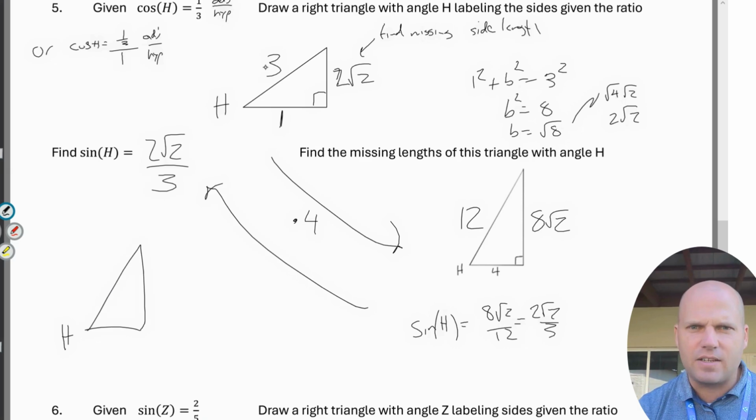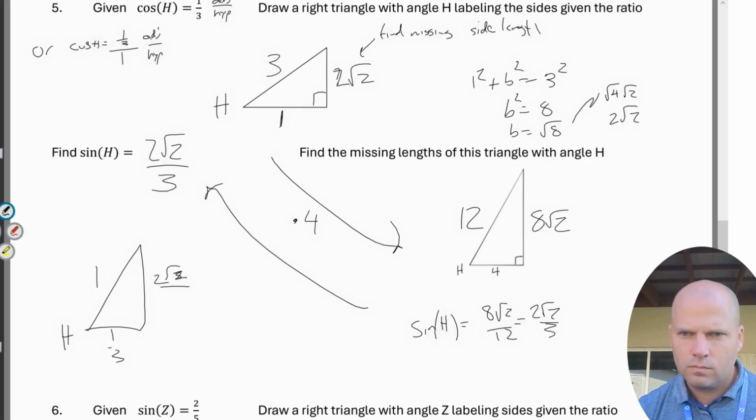So let's say I divided everything by 3. This triangle with the angle h will have the same ratios as this triangle, will have the same ratios of this triangle. Of course they will.